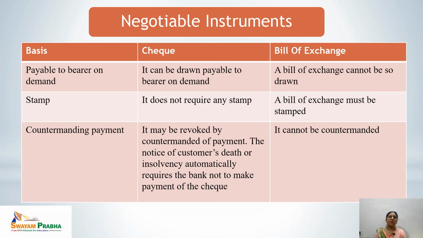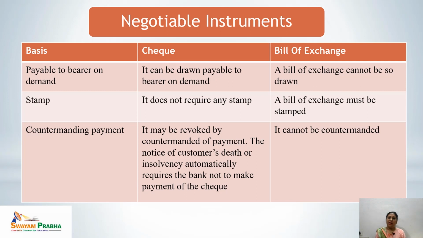Next difference is payable to bearer on demand. A check can be drawn payable to bearer on demand, but a bill of exchange cannot be so drawn. Stamp. In case of a check, there is no requirement of the stamp. There are just the signatures of the maker, which are sufficient. But in case of a bill of exchange, it must be stamped by the authorized person.